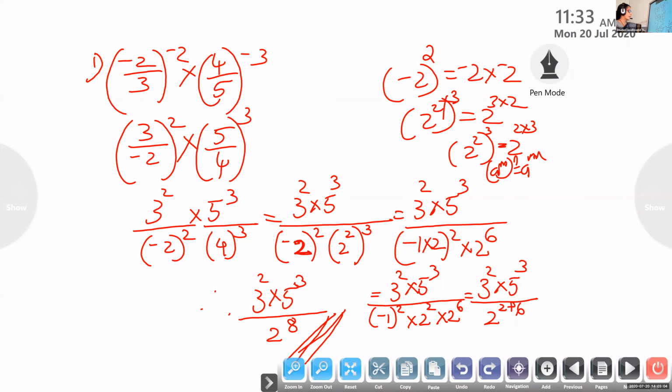Negative 2 square, directly you can write 2 square. Ma'am, we can write 9 by negative 4 into 15. Negative 2 raised to 2, that is not negative 4, it is 4. Negative 2 the whole square is negative 2 into negative 2, only 4. Then you can write 4 cube.